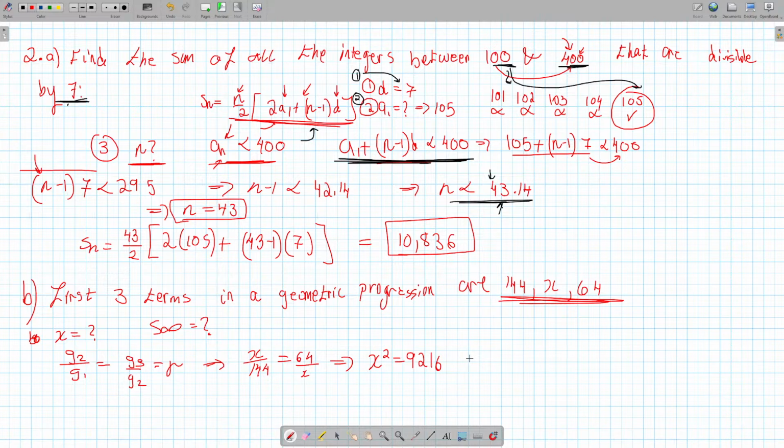I think they have to say something about it being positive. I think they need to say x is positive. The person who wrote this down for me forgot to write x is positive.